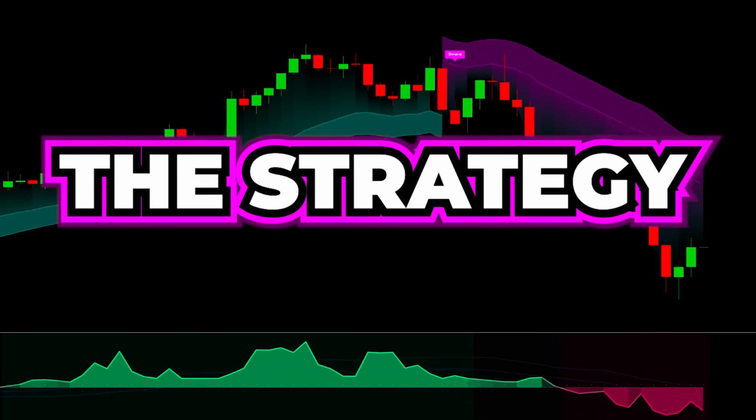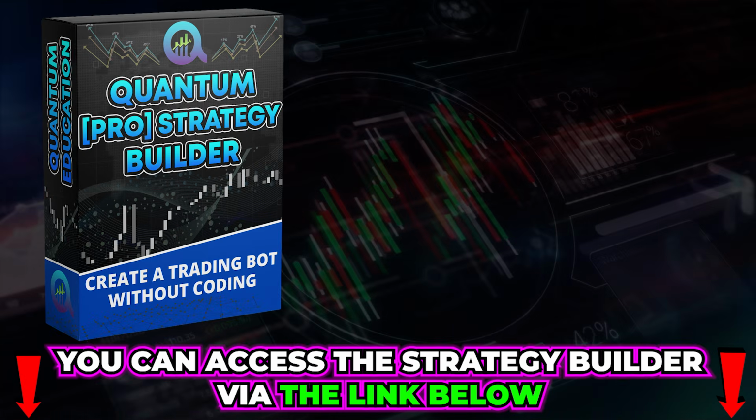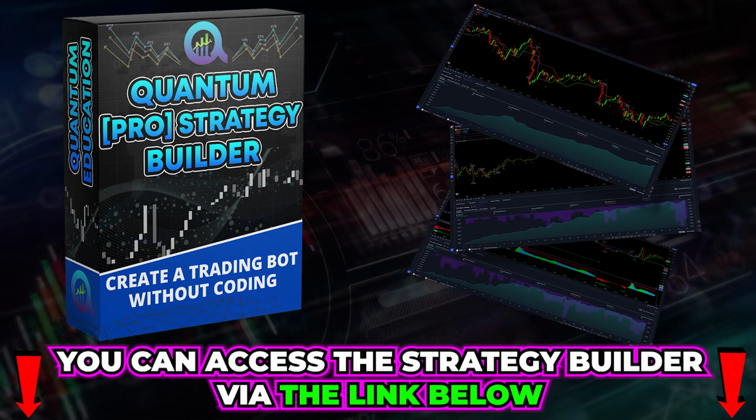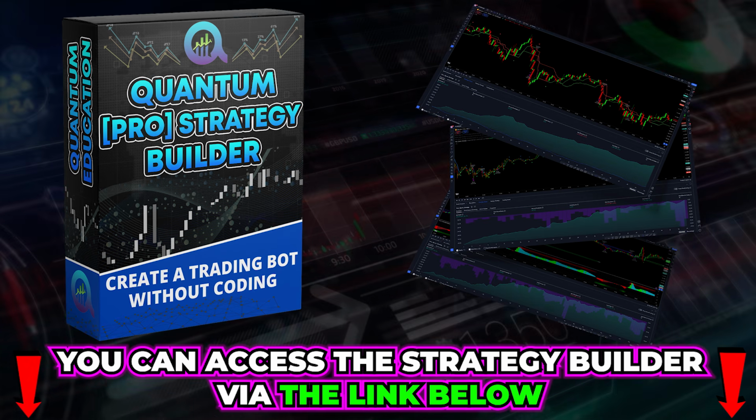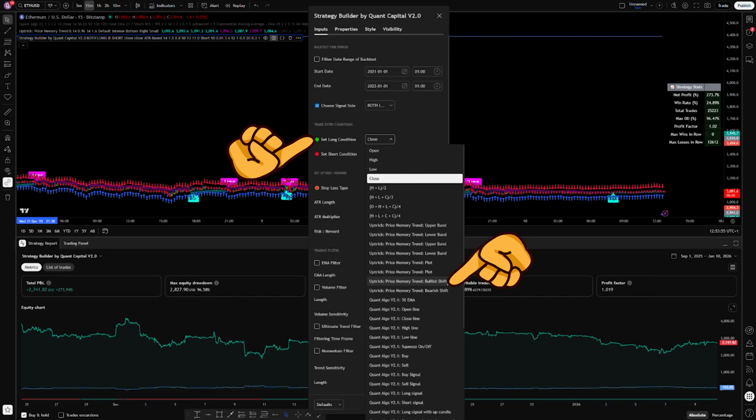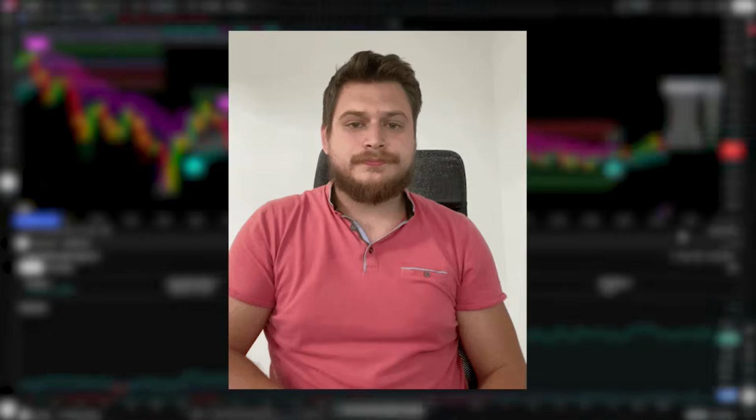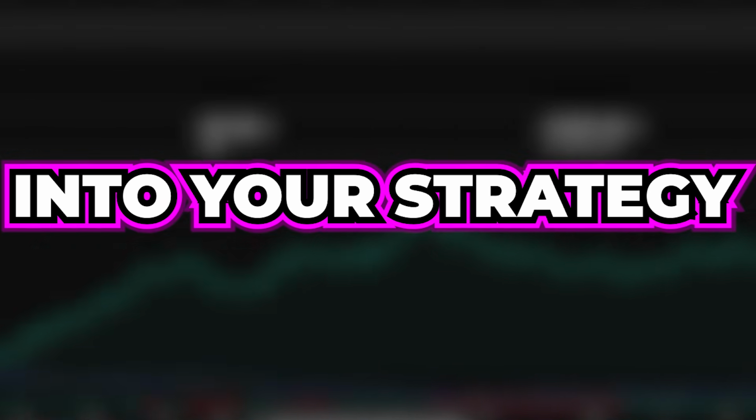To assess the strategy performance, we will use the Quant Capital Strategy Builder, a game-changing tool that delivers backtesting data for any TradingView indicator in under a minute. Simply open the Builder's Settings menu, navigate to the Set Long Conditions tab, choose the parameter that corresponds to the indicator's buy signals, and do the same for the bearish side. And now you have complete insight into your strategy.